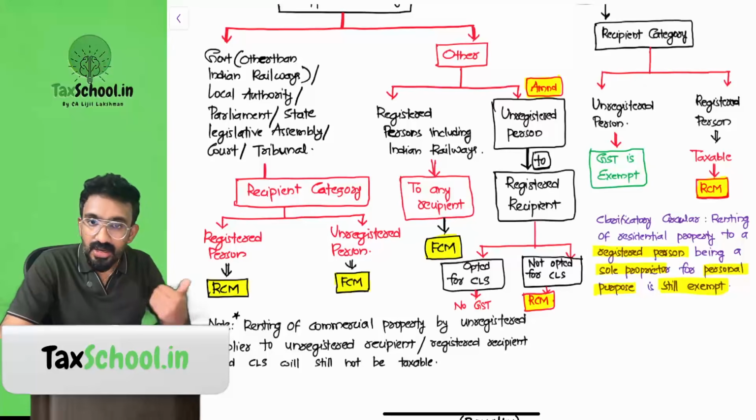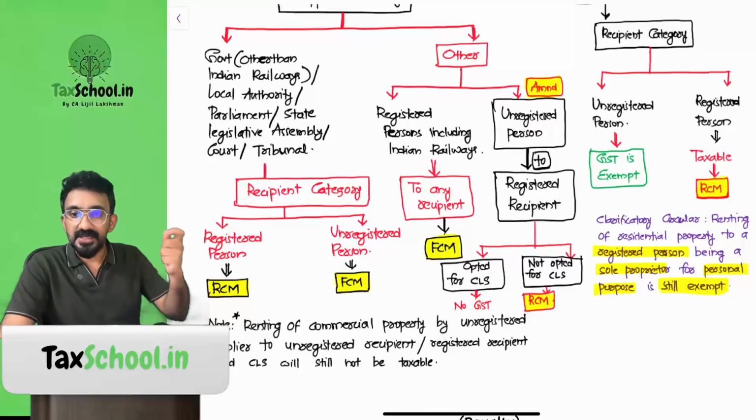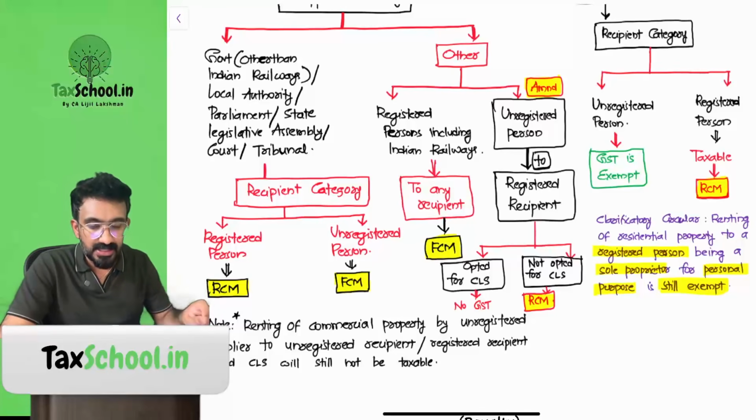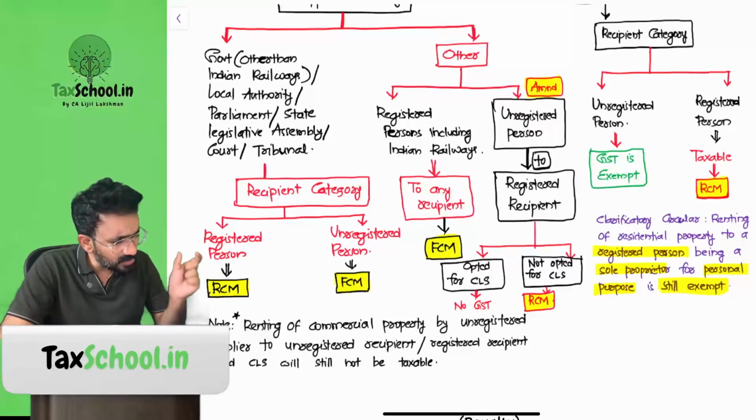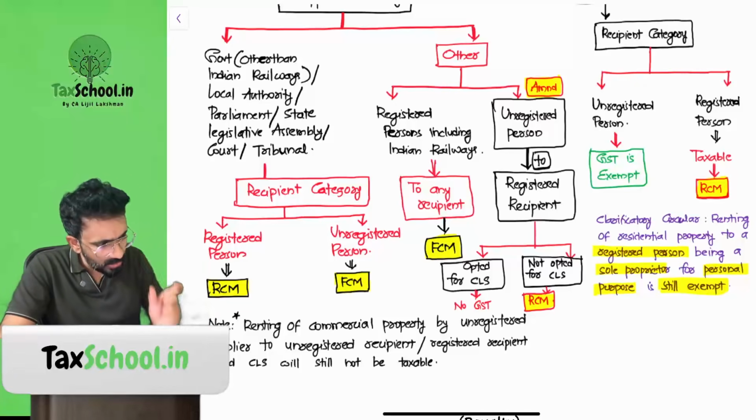Whenever it is given on rent to somebody, we have to ask the question: is the recipient a registered person, or is the recipient an unregistered person? If the recipient is registered, it will be taxable under RCM. If the recipient is unregistered, it will be under FCM. So it's purely on registration, not on turnover. Purely on: do you have a GST number?